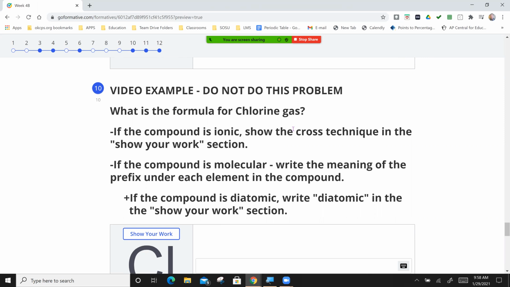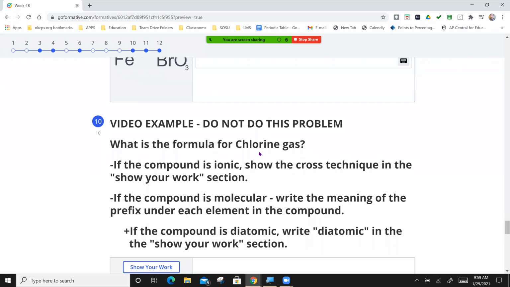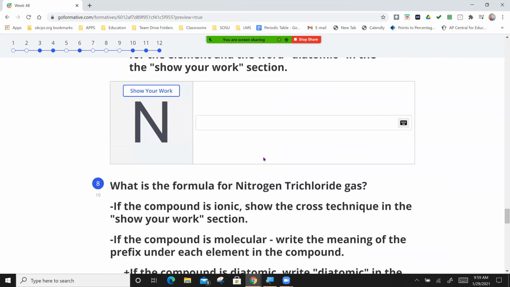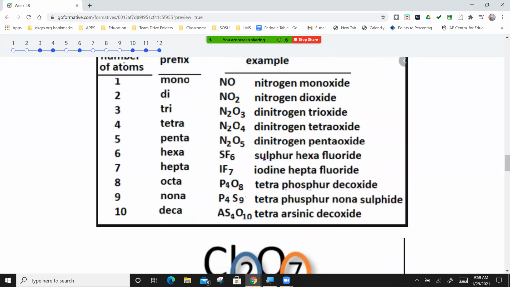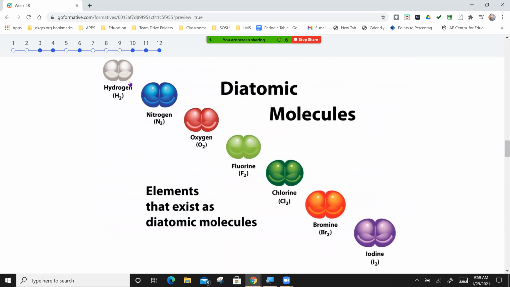And when we see that name, we know that this is going to be a diatomic molecule. Also, chlorine is a diatomic molecule. So go look at this up here, and we find chlorine is a diatomic molecule.